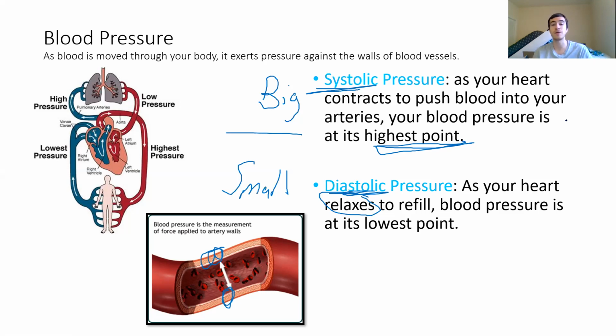So systolic, the big number on the top of your blood pressure measurement, is when your heart is pumping and contracting and pushing, so it's a higher number. Diastolic is the lower number when your heart is relaxed and is passively filling with blood, not actively pumping and pushing the blood out through your blood vessels.